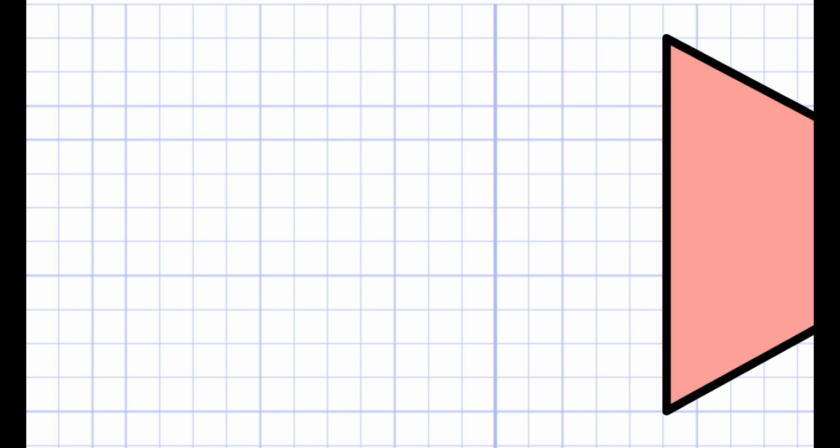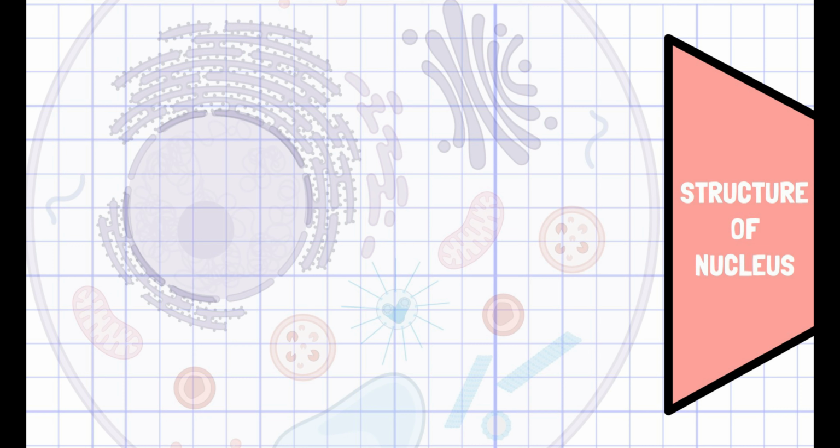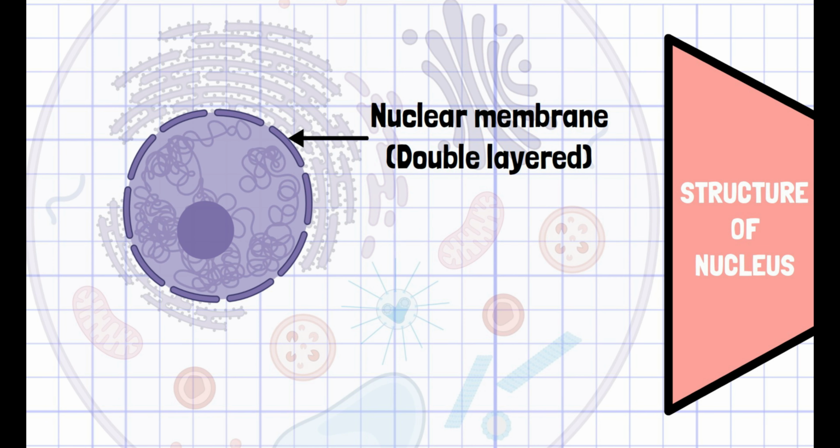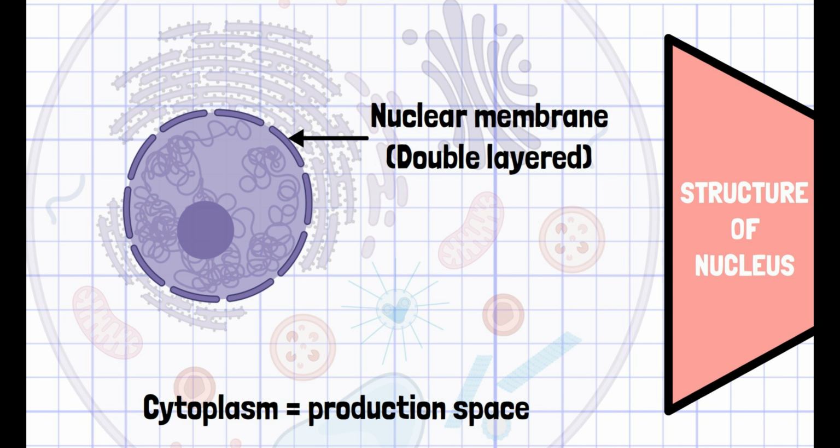Let's look at the structure of the nucleus. It is surrounded by a double-layered compartment called the nuclear membrane. Imagine the nucleus as a room of the factory manager, and there is very important information within it. And cytoplasm is a production space of the factory where active protein production is taking place. So since the nucleus contains very important information, it is clearly separated from the cytoplasm.